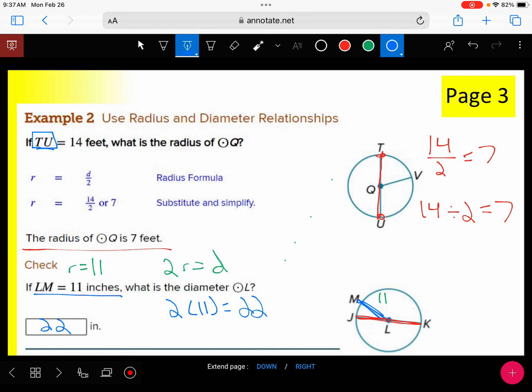Give me a thumbs up if it makes sense how to go from radius to diameter or diameter to radius. Feeling pretty good? Awesome. Yep, the big number is just 2. Radius times 2 equals diameter. Diameter divided by 2 equals radius.